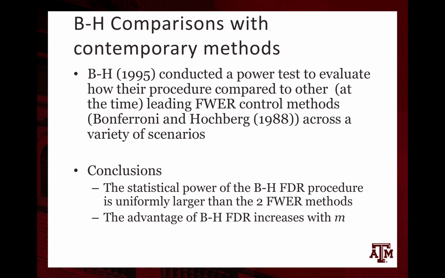And by power, I just mean statistical power or the ability of a test to detect a deviation if there in fact is a deviation. And so what they found was that the statistical power of the Benjamini-Hochberg procedure was uniformly larger, so larger across the board, than the two leading family-wise error rate methods. They also found that the advantage increased with the number of tests that you were evaluating.